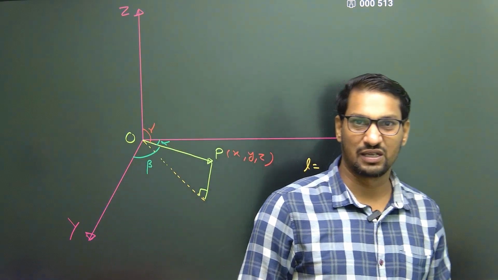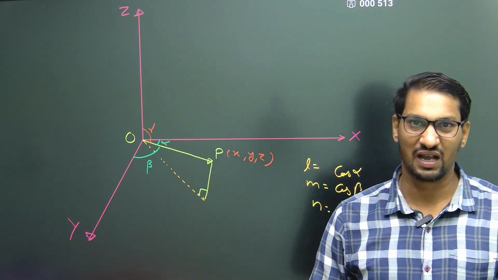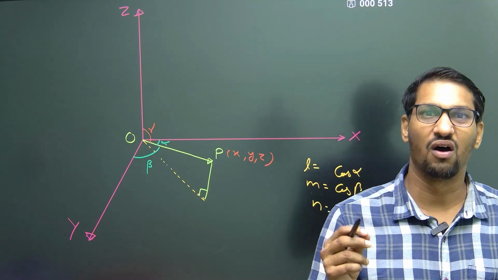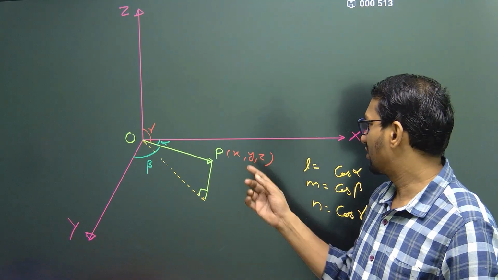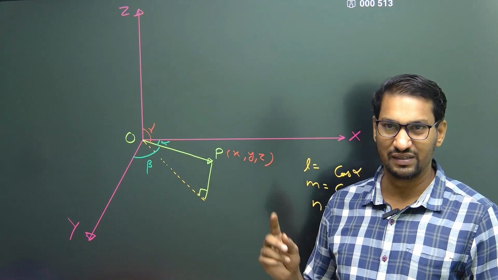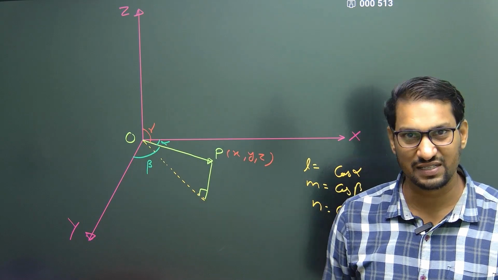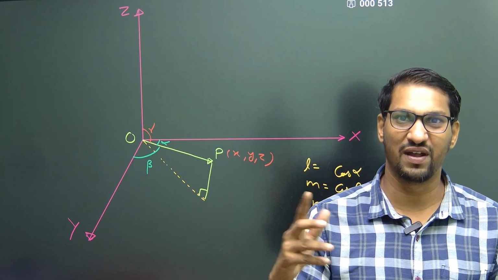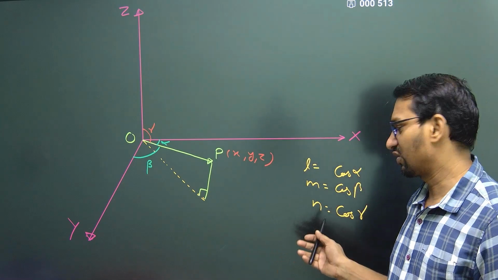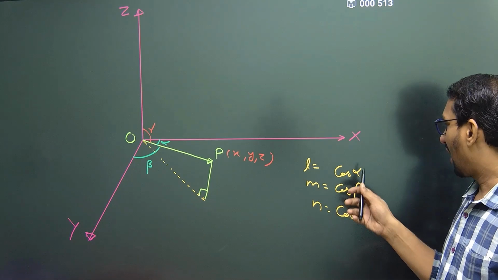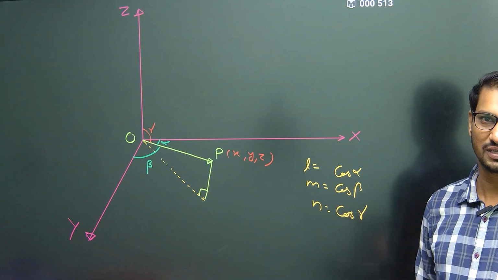So direction cosines are nothing but the cosines of the angles alpha, beta, gamma which a line or a vector makes with the coordinate axes in space. If in space there is a point P, then this OP vector makes angles with the coordinate axes, and the cosines of these three angles alpha, beta, gamma are called direction cosines. Here our target is to find cos alpha, cos beta and cos gamma.